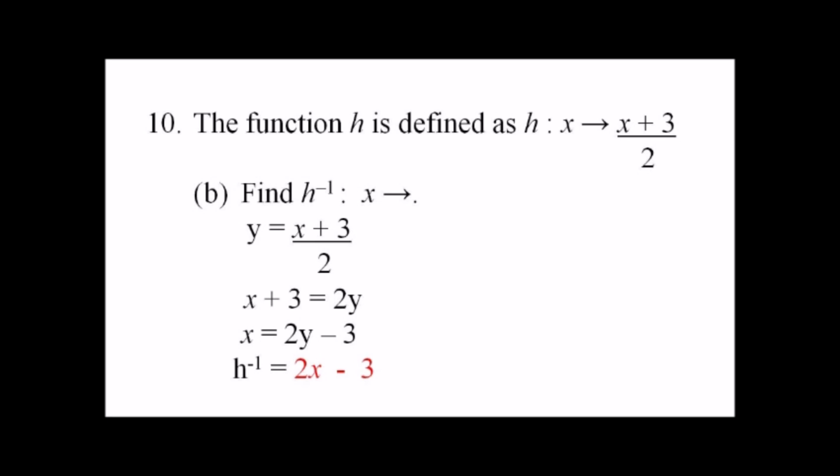And 10b. You want h to the negative 1, the inverse of h. And again, for h of x, you put y. Y is equal to x plus 3 over 2. Cross multiply. X plus 3 is equal to 2y. X equal to 2y minus 3. Replace the y with the x, and you get 2x minus 3 for the inverse of h. H to the negative 1 is the inverse of h. 2x minus 3. Final answer.